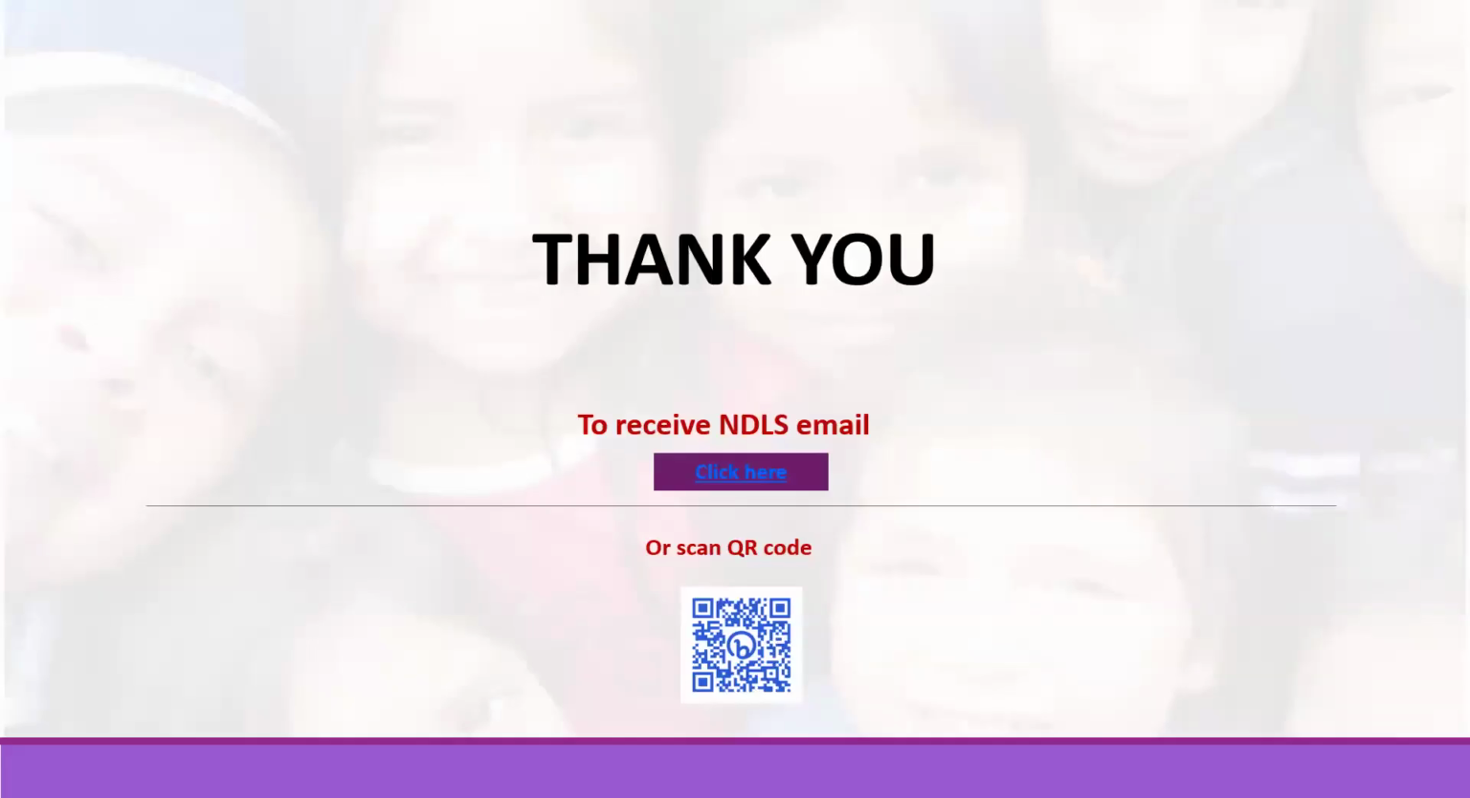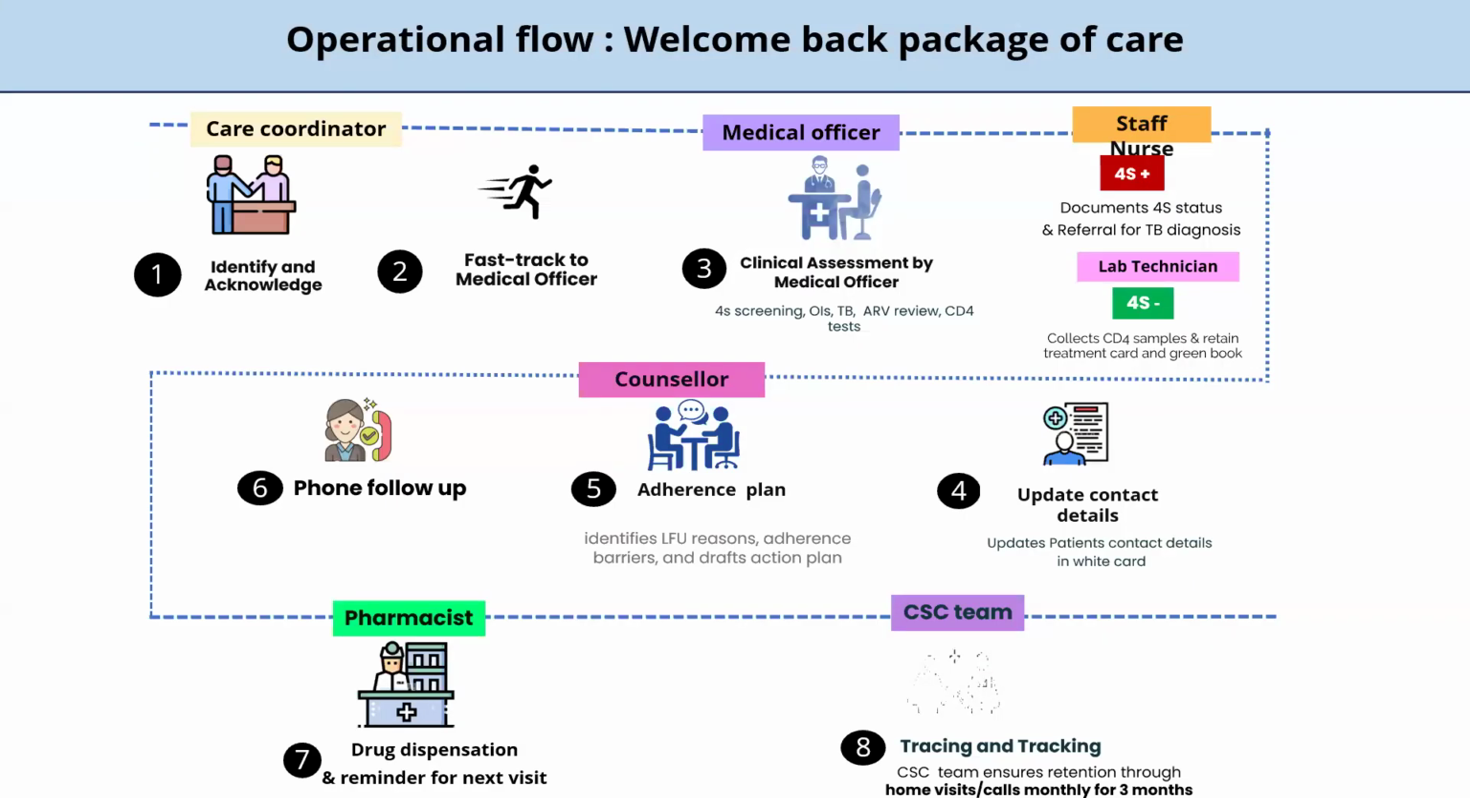This is more about re-engagement into care, but I think you will have subsequent sessions on how to manage a patient who is presenting with a viral load greater than 1,000. So you do an EAC there, and once the EAC is done, you identify the barriers and try to ensure that the gaps are filled in.